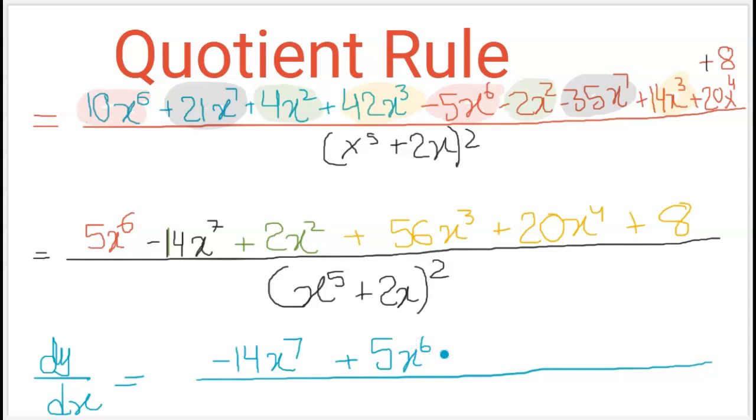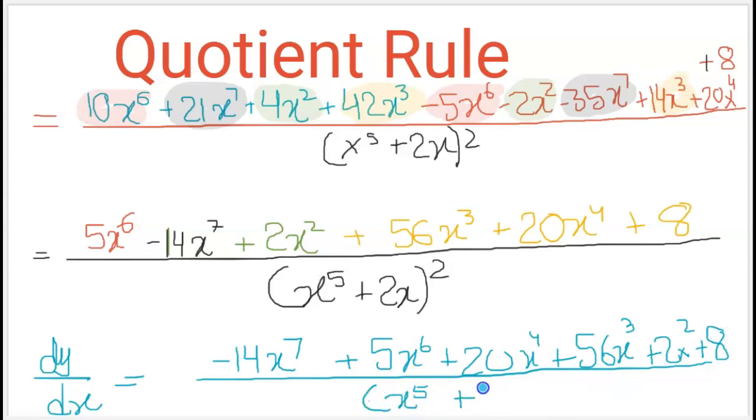Is there x⁵? Nothing x⁵. x⁴ plus 20x⁴, plus 56x cube, plus 2x square, plus an 8. And the bottom remains the same. The denominator remains the same. And this is how we do a quotient rule.